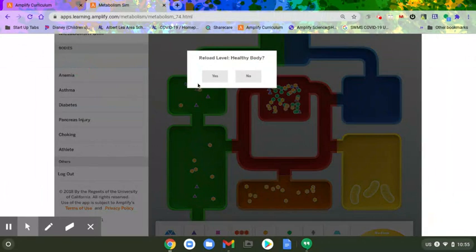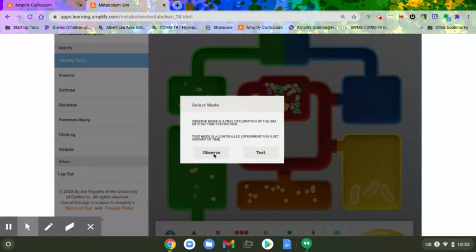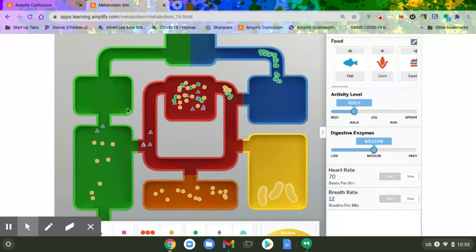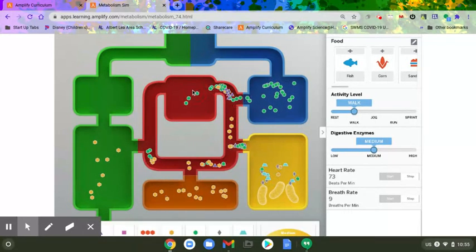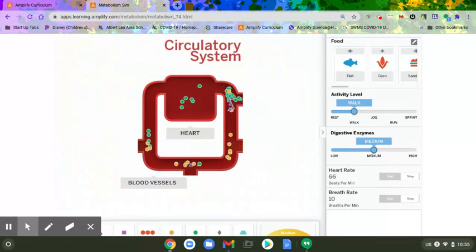So just to remind you with the sim, I'm going to go ahead and launch it here. Healthy body. I'm reloading it since I've used it before, and I'm going to observe, not test. Just to remind you, the green side is the digestive system, your mouth, the stomach, the small intestine. Technically, your large intestine would then lead to the end of your digestive tract. The red section is representing your circulatory system. The tubes here that go around are the blood vessels, and then the heart is at the center.